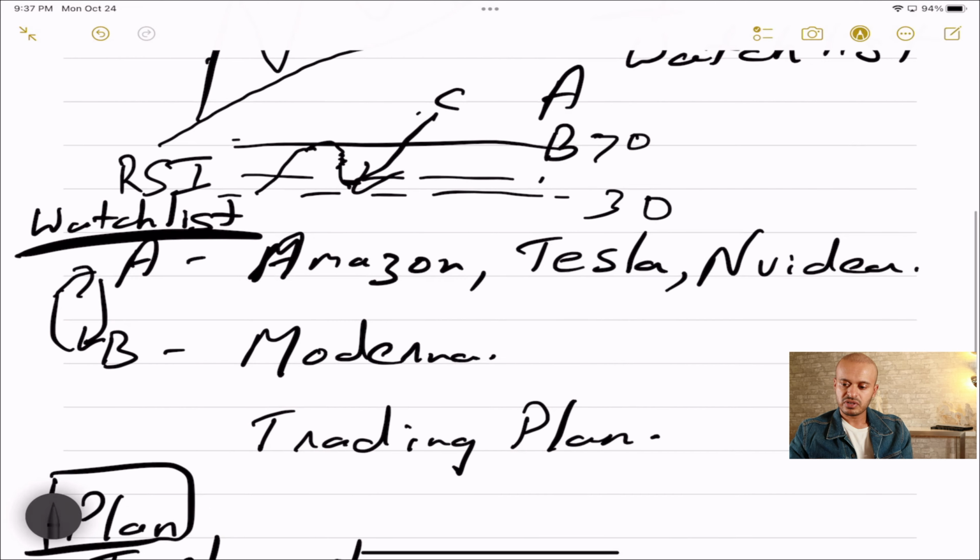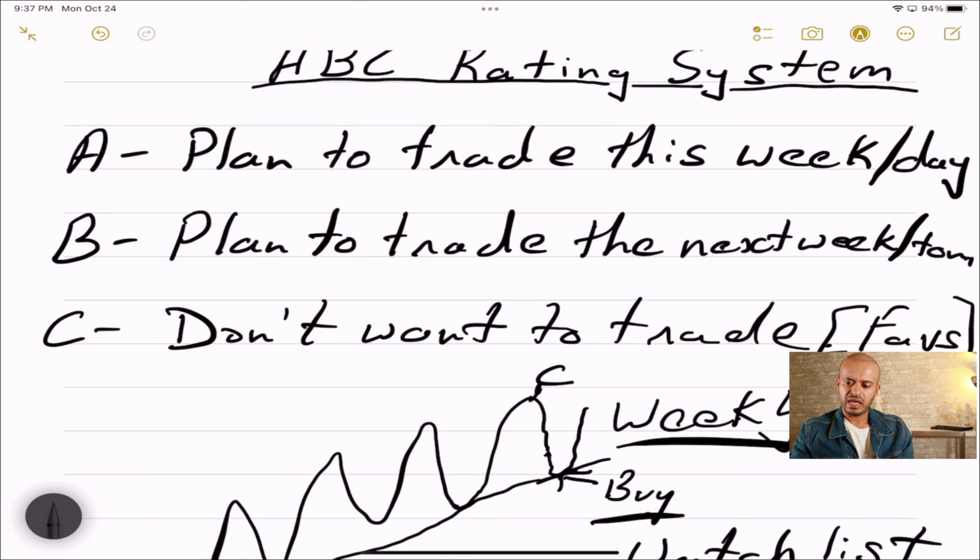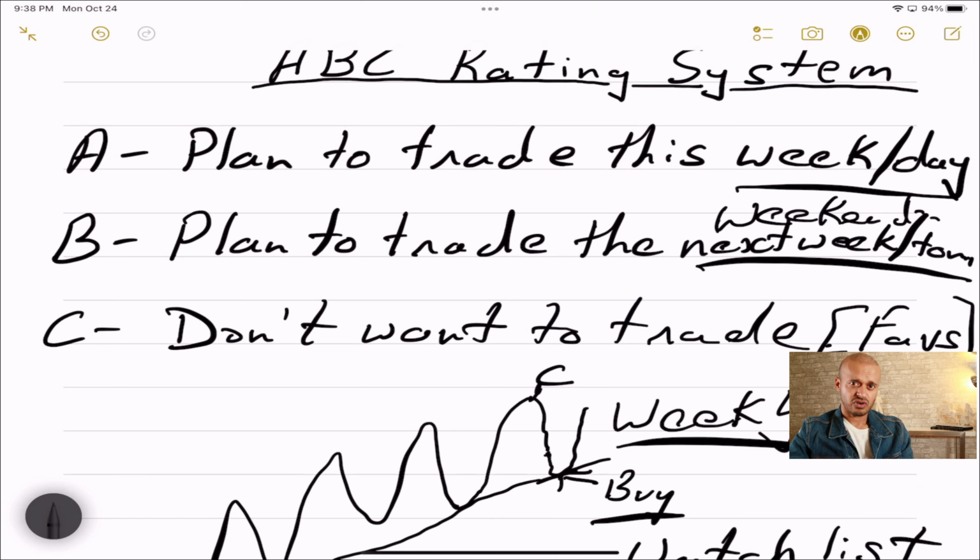So I hope this was helpful. Different strategies, different tips. To recap, A is to plan your trade for this week or day. B is to plan to trade the next week or tomorrow, whatever your time frame is. I wouldn't do a next hour, but next week would be very sound. If you're doing next week, this should be done on the weekends. If you're doing next day, this should be done after hours, never during trading hours, because then it'll distract you and make you step in when you're not supposed to.